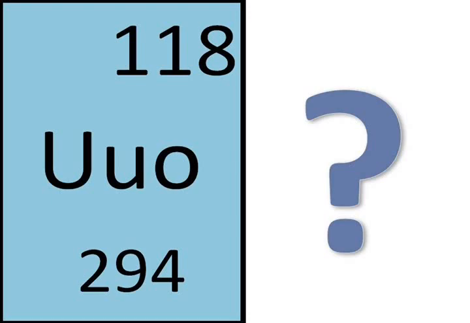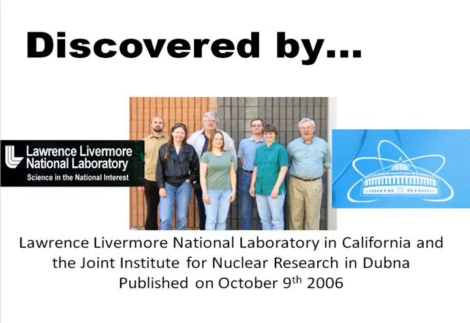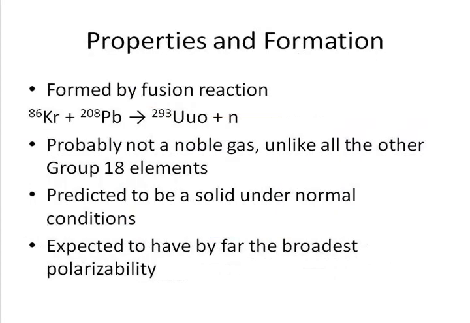Element 118, ununoctium, formed by the fusion reaction of krypton-86 and lead-208, yields UUO-293. Although in the group of noble gases, it is expected not to show noble gas properties. It's predicted to be a solid under normal conditions and to show the widest polarizability of all the elements.